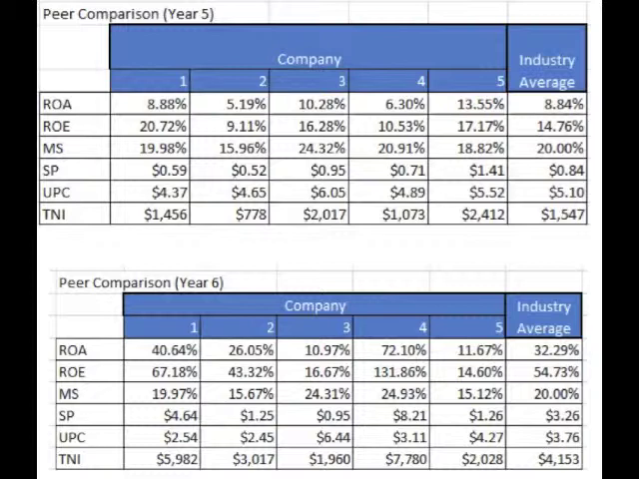During year 6, our return on assets was 26%, 5 times larger than year 5. The average ROA was 32%, putting us in third place with the highest return on assets in the game. The main reason why our return on assets increased was because our sales were about 4 times higher than year 5, reaching $3 million in net income.